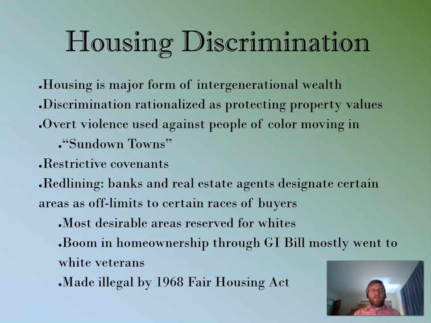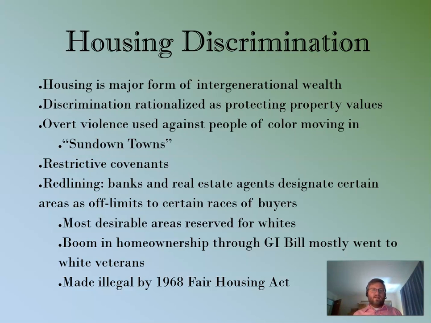And then we have the phenomenon of redlining. This is a practice in which banks and real estate agents would designate certain areas. They would literally draw red lines on a map as being off limits to buyers from certain races. So they would say that we are not going to offer houses or give mortgages or anything to black people who are trying to buy houses in these particular neighborhoods. We're setting them aside for white buyers.